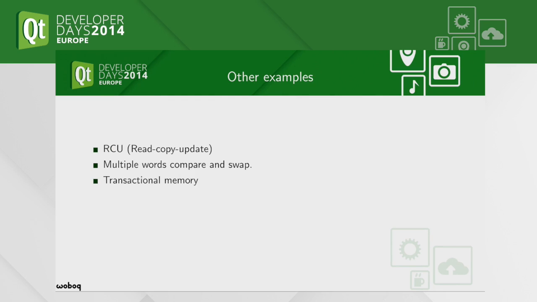Other examples of use of lock-free programming is RCU. That stands for read, copy, update. It's a pattern in which there is only one thread that modifies the data and all the other threads are reading. And in order to modify the data, we first copy the data. While we read it, we copy it to some other location, and then we atomically change the pointer to the data.